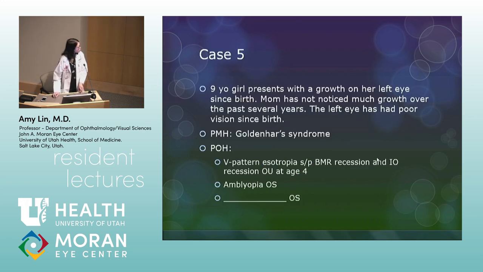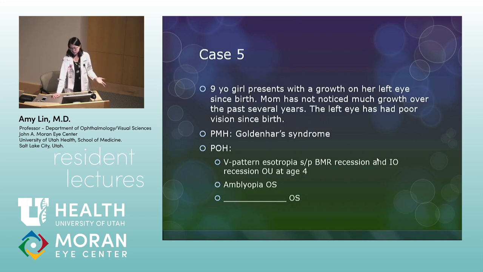Okay, next, we're switching back to actual patients who are living. This is a 9-year-old who presented with a growth on her left eye since birth. Mom has not noticed much growth over the past several years. The left eye has had poor vision since birth. Past medical history of Goldenhar syndrome. Ocular history: V pattern esotropia, had muscle surgery at age 4, amblyopia in the left eye. There's also something else going on in the left eye, which is this growth.